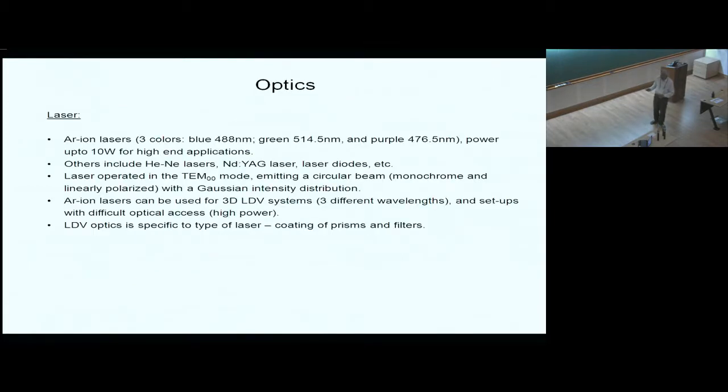And typically, if you want, for example, 3 components, you can use an argon ion laser which has 3 frequencies. Or nowadays, you get the solid state lasers which are much cheaper and much more robust. So basically, using a 3D LDV system with 3 different wavelengths, you can get the 3 components of velocity at a point.